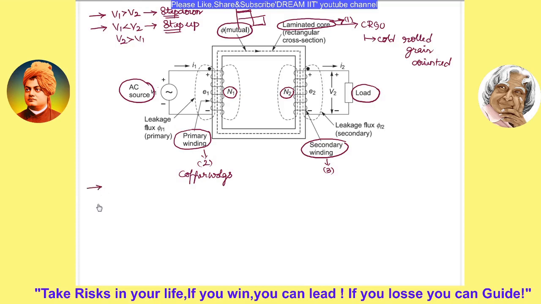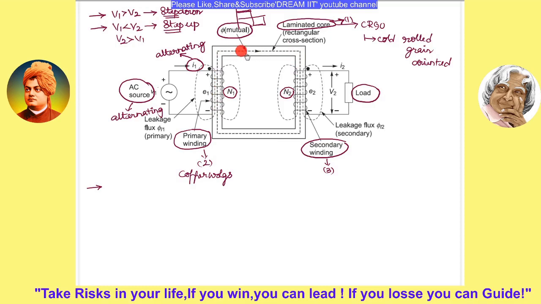Working principle of the transformer, listen carefully. When an AC source is connected to the primary winding, an alternating current flows through the primary winding. Because current is flowing in the primary winding, flux is produced. The dotted lines indicate the flux lines. The flux is produced and travels through the laminated core.